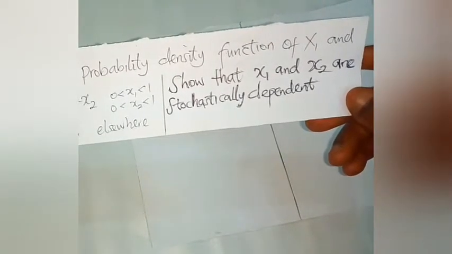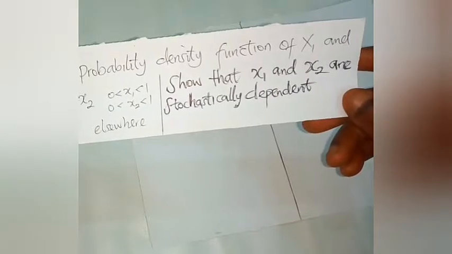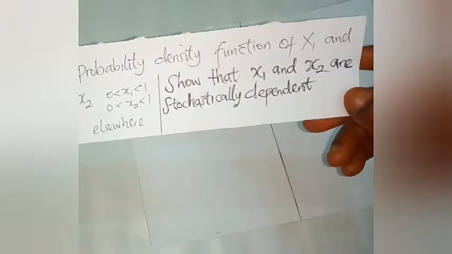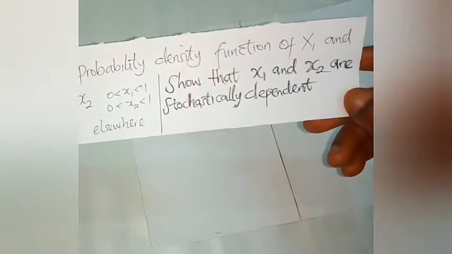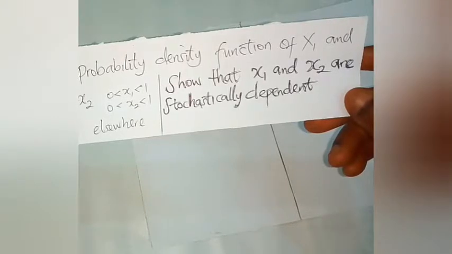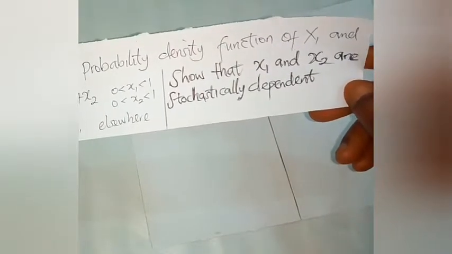Let the joint probability density function of x1 and x2 be given as f of x1 and x2 equal to x1 plus x2, given that x1 is greater than 0 and less than 1, and 0 is less than x2 less than 1, or 0 otherwise. Now we have to show that x1 and x2 are stochastically dependent.